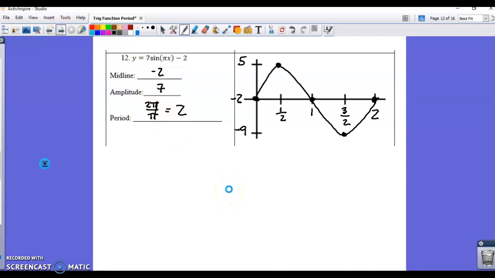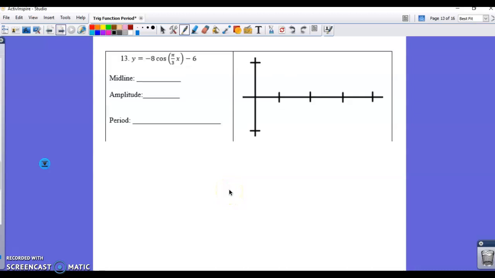All right, 13. We got a midline, -6. Amplitude is 8. So if -6 is in the middle, when you add 8, you'd be at +2. Subtract 8, that's -14.